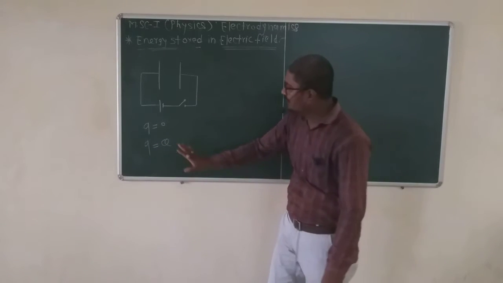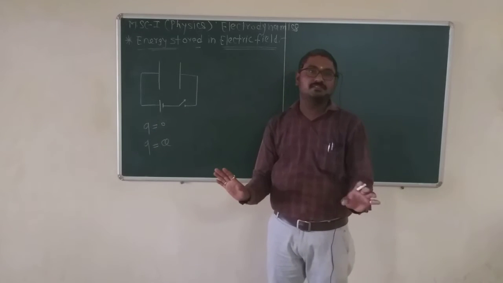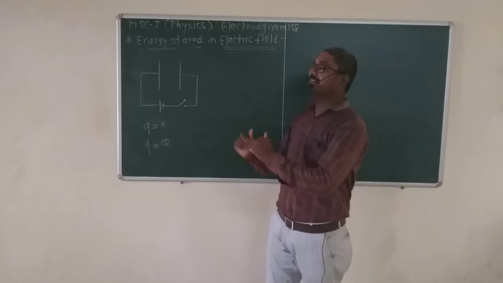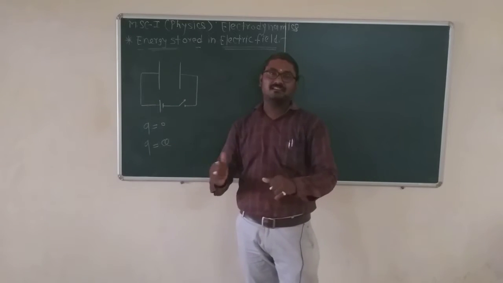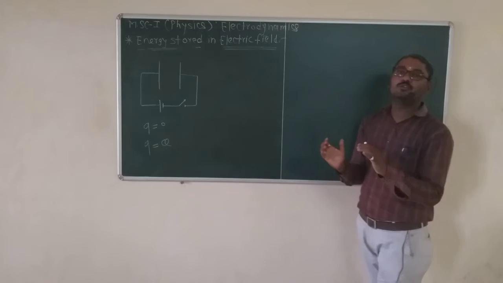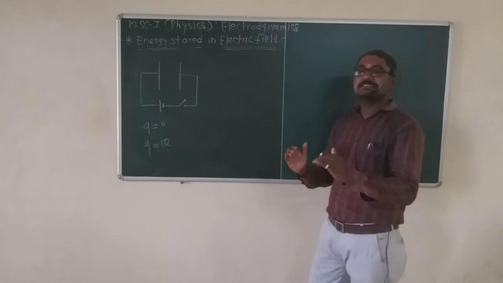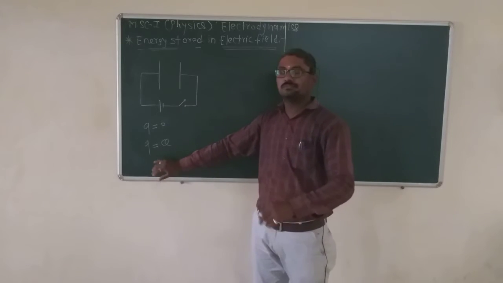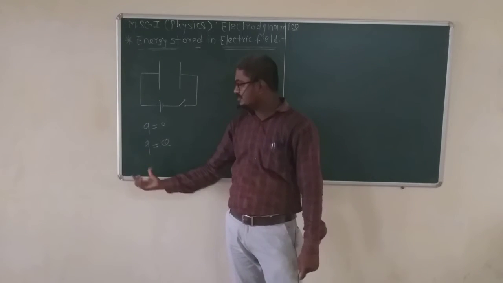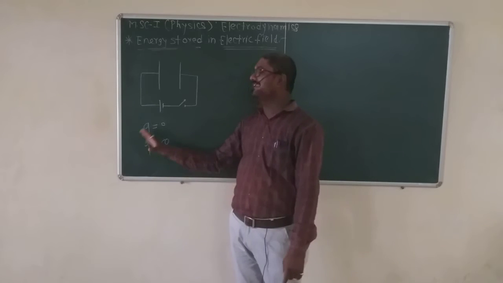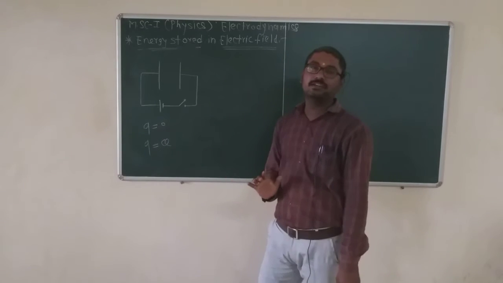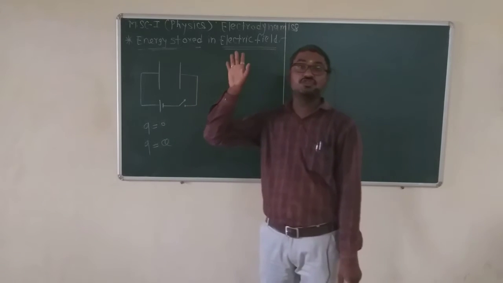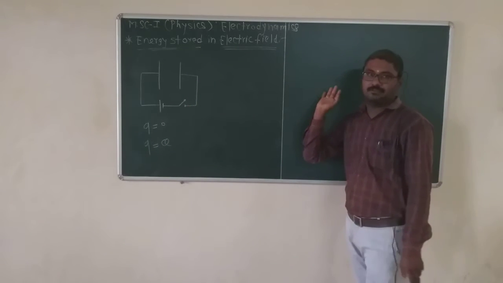Initially the capacitor is fully discharged, that means no charge in the capacitor, Q is equal to 0. When we apply the source to the capacitor, charges flow from one plate to another plate, and the capacitor is slowly charged. Finally, the capacitor is fully charged, that means Q is equal to capital Q. These are the limits, fully discharged and fully charged. But we will obtain the expression for the energy stored in an electric field.